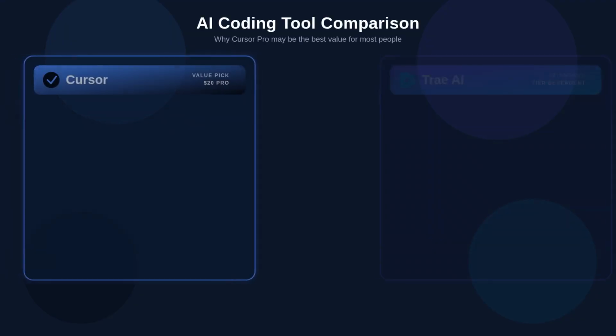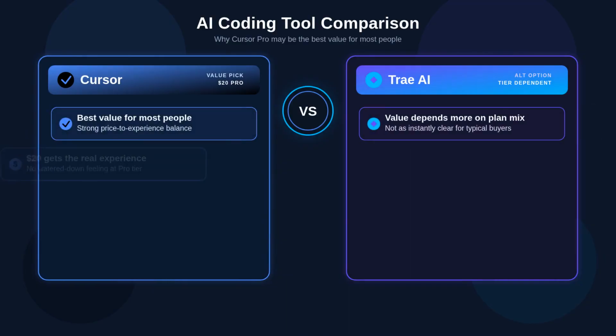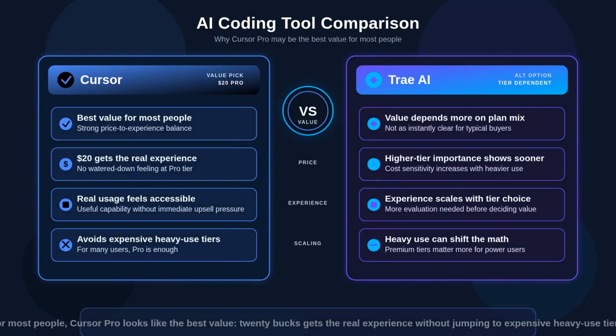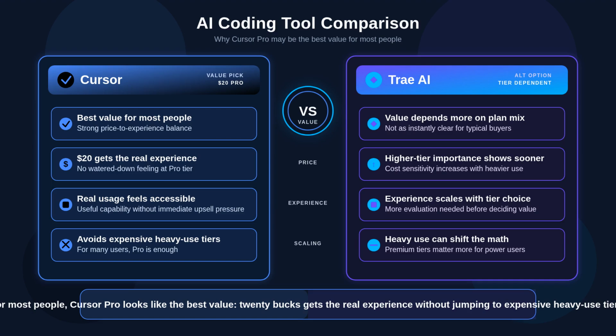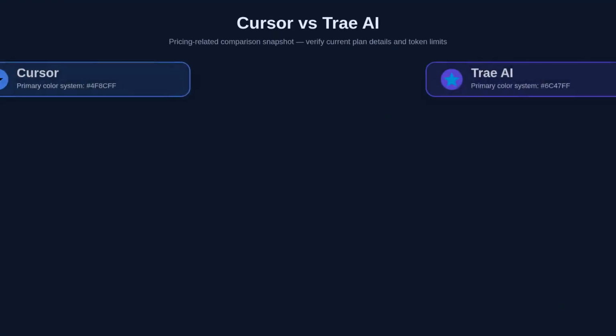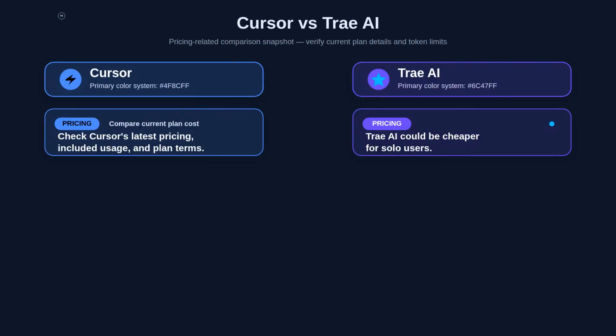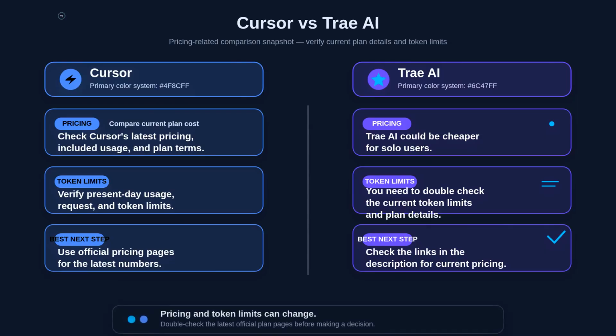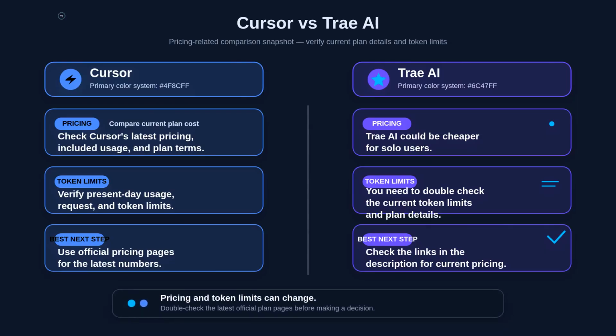For most people, Cursor Pro looks like the best value because $20 gets you the real experience without jumping to the expensive heavy use tiers. Trae AI could be cheaper for solo users, but you need to double check the current token limits and plan details. Check the links in the description for current pricing.